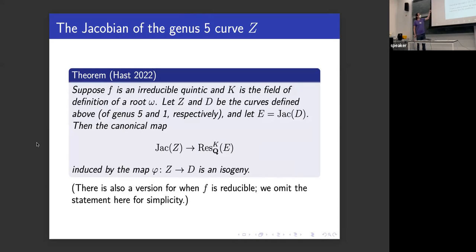And I also showed that, if you have this whole picture, the Jacobian of this genus 5 curve Z is just isogenous to the restriction of scalars of that elliptic curve. So we also now have a description of the Jacobian up to isogeny. I've just written down the version for F irreducible. It's similar for F reducible, just a little more complicated.